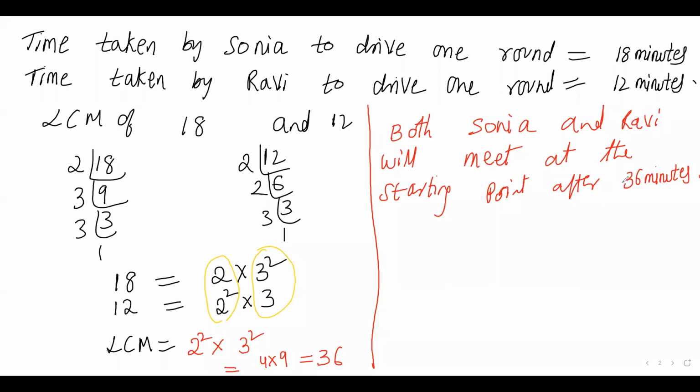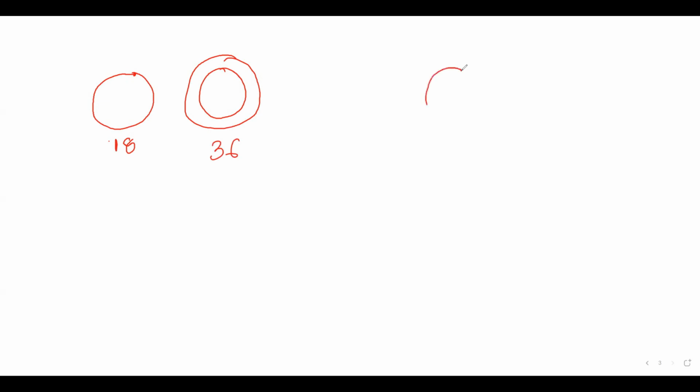So LCM will give you the answer. I will explain why 36 is the correct answer. Now see here. Sonia is taking 18 minutes for one round. To make two rounds, she will take 36 minutes. Ravi is taking 12 minutes for one round. For two rounds, he will take 24 minutes. For three rounds, he will take 36 minutes.